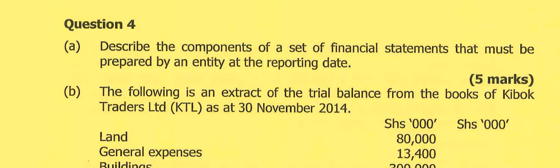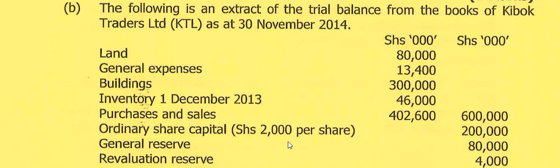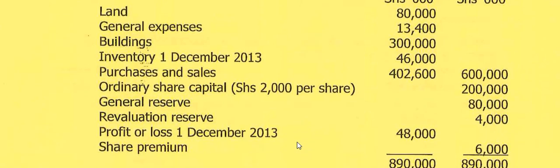So those are the components of a set of financial statements that must be prepared by an entity at the reporting date. Part B, the following is an extract of the trial balance from the books of Chivok Traders Limited, KTL, as at 30th November 2014. You have land, the general expenses, the buildings, inventory, that is 1st December 2013. We have the purchases and sales. You have the ordinary share capital, that is 2,000 per share. You have the general reserves. You have the revaluation reserves, profit or loss 1st December 2013, and then the share premium.